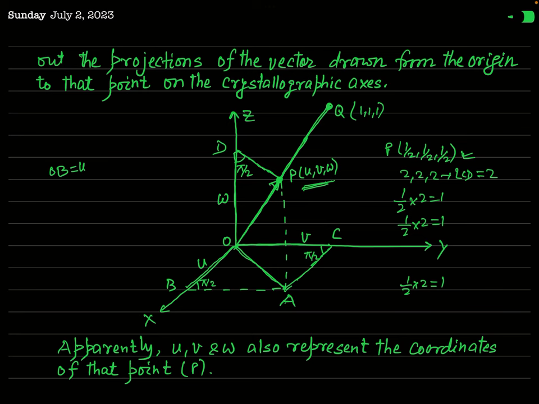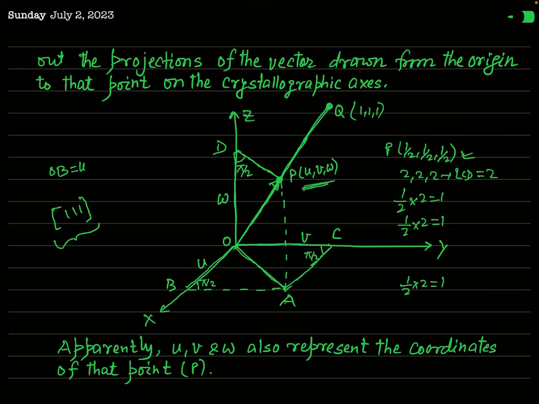So in this way, you can say that the direction of OQ will be represented like this. This is written inside a square bracket. As you have seen, the Miller indices are written inside a regular bracket, but these three indices will be written inside a square bracket. So this set of three integers 1, 1, 1 inside a square bracket represents the direction OQ.